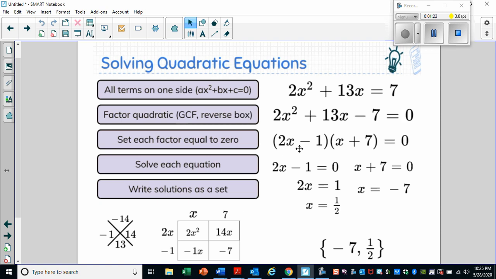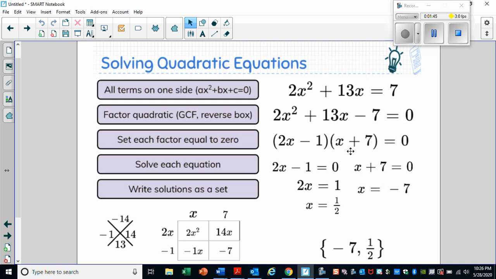Once you get your two binomial factors, set each binomial factor equal to 0, and then solve for x. In one case, 2x minus 1 is one of your factors, set it equal to 0. We found out x is equal to 1/2. Now remember, you cannot write x minus 1/2 equals 0. That's not going to work.